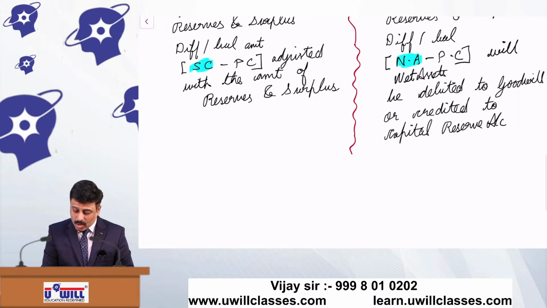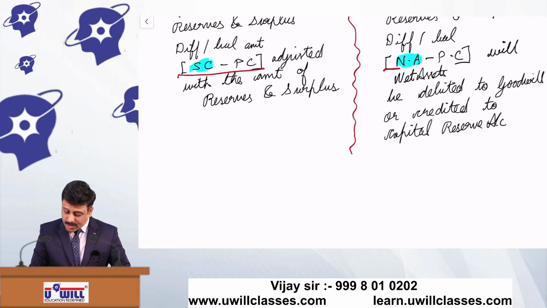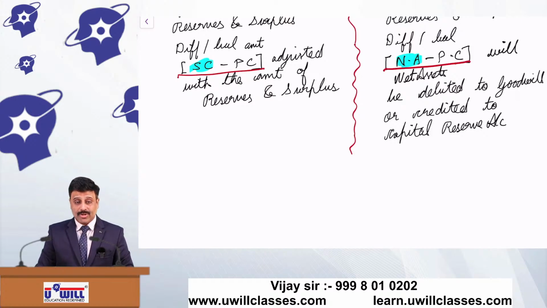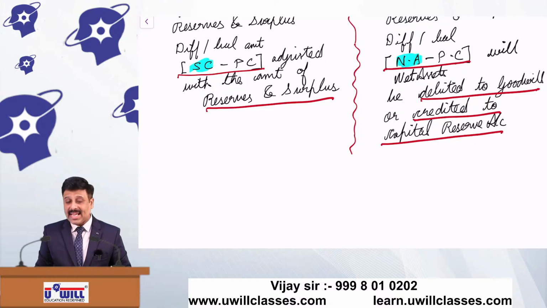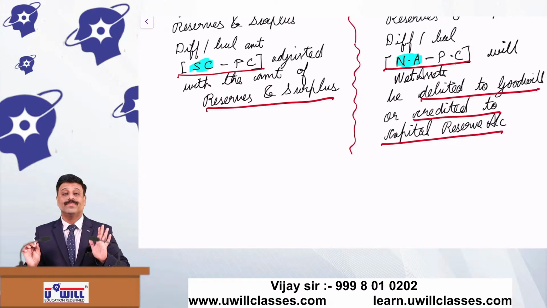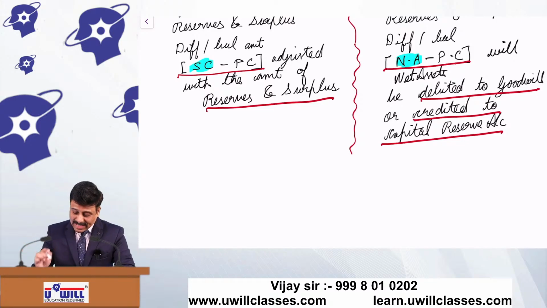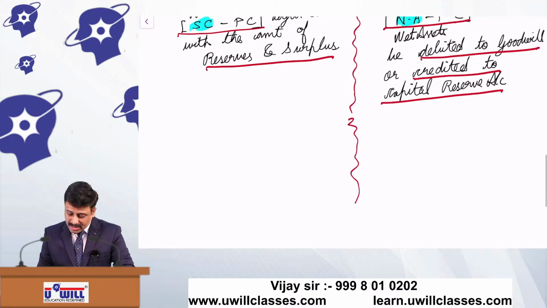In this entry, you have to compare share capital with purchase consideration. In purchase method, you have to compare net assets with purchase consideration. Here, the difference amount is to be adjusted with reserves and surplus. Here, if purchase consideration paid is more, then you debit goodwill account. If purchase consideration paid is less, you credit capital reserve account. Okay. So this is the second entry to be passed in the books of transferee company.